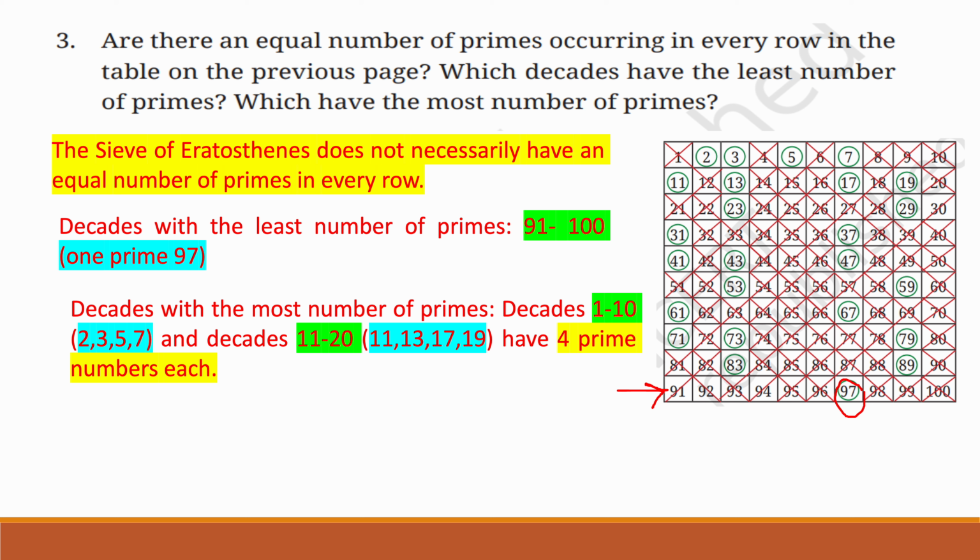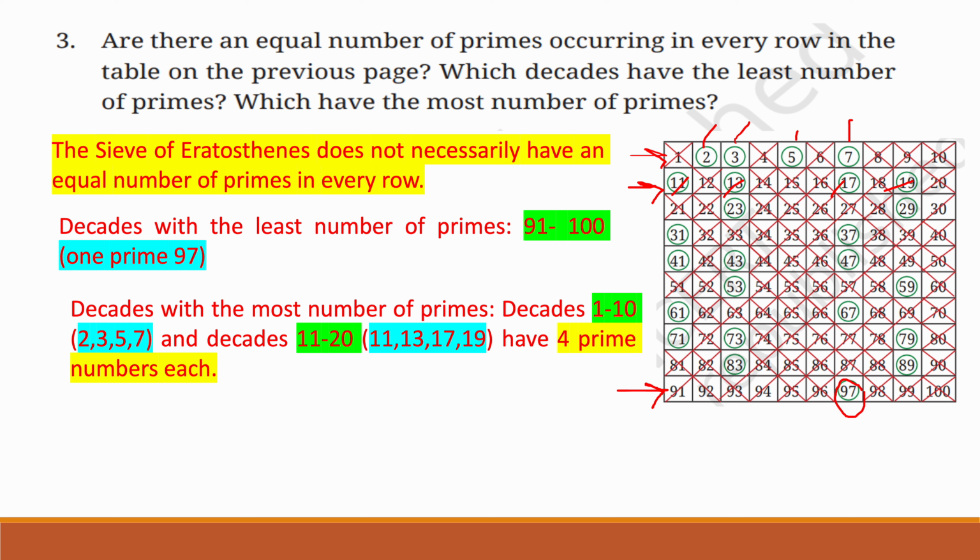Decades with the most number of primes: decades 1 to 10 and 11 to 20. See this decade 1 to 10, how many prime numbers does it have? 4 prime numbers: 2, 3, 5 and 7. Then from 11 to 20 also 4 prime numbers: 11, 13, 17, 19.